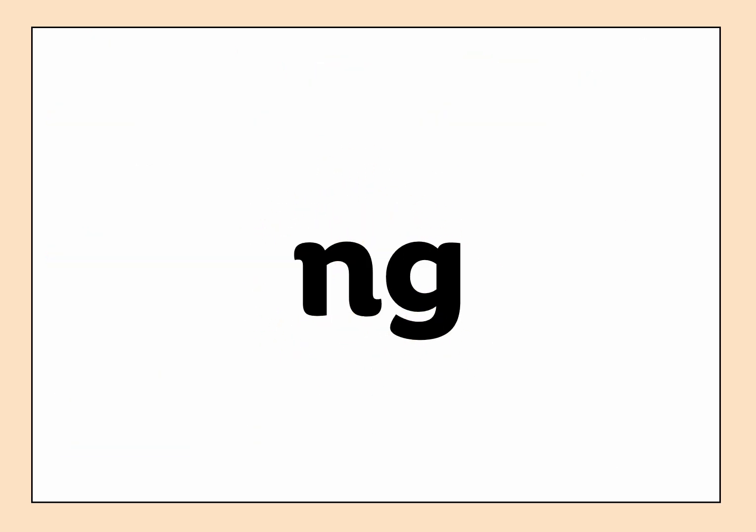Now we have two more letters. Letter N and a G together, they make one sound. They are special friends and make the sound ng, ng. Now let's find all the things that have the ng sound. And this sound usually comes at the end of the word. Let's have a look.